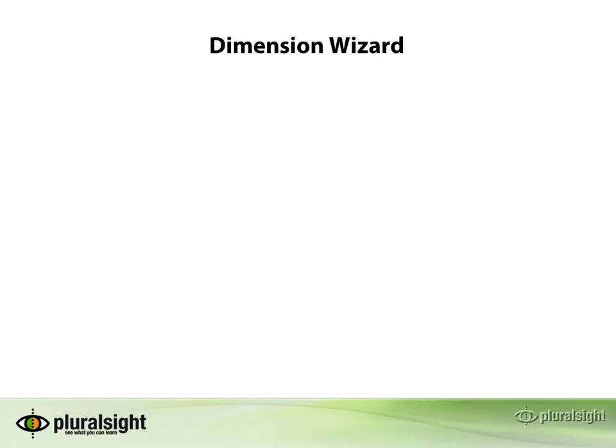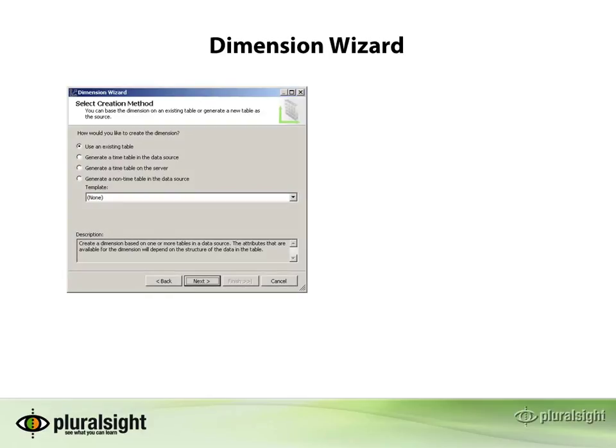In the previous module, we learned how to create dimensions using the top-down approach, and now we're going to see how to build dimensions from the bottom up. When we start the wizard, we need to specify the creation method. Most of the time, we're going to select the first option, use an existing table.